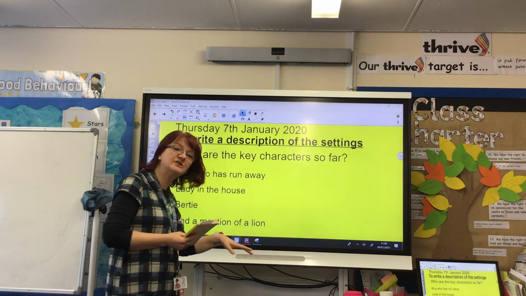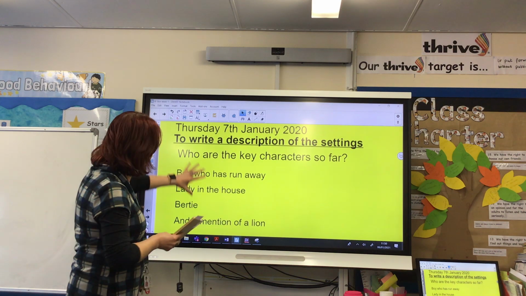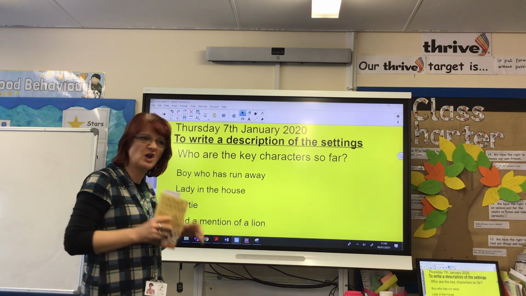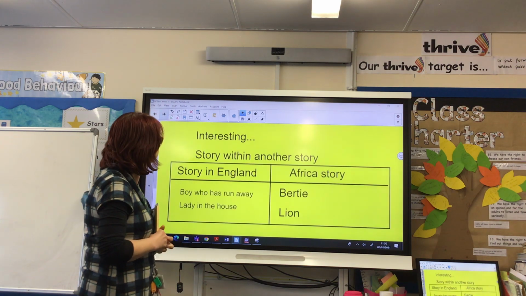And we've had a mention of a lion as well. And these key characters are going to come into our story an awful lot. You need to know those children.